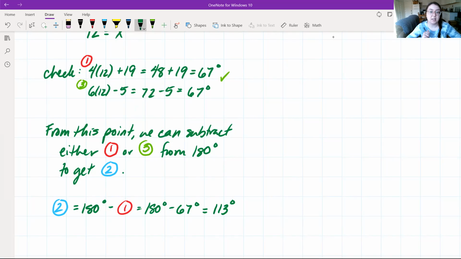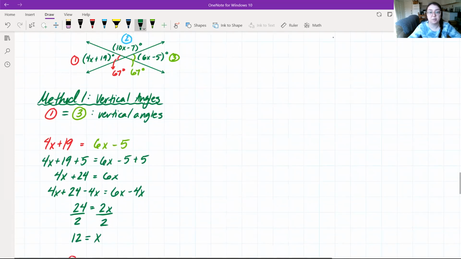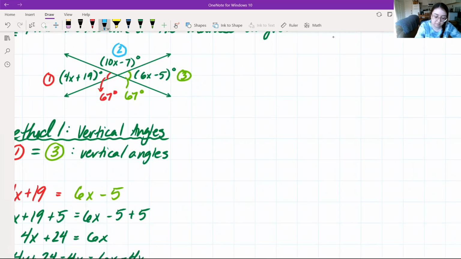Now, I want to go ahead and do method 2. This is method 1. Method 1, we started off calculating our vertical angles. Now we're giving this angle, and we're saying it's 113 degrees. But now for method 2, we're going to start off using straight angles instead.